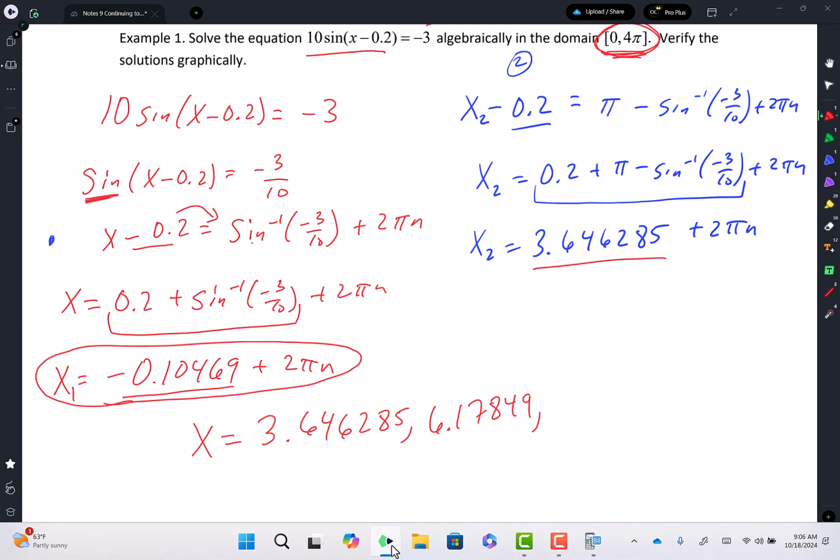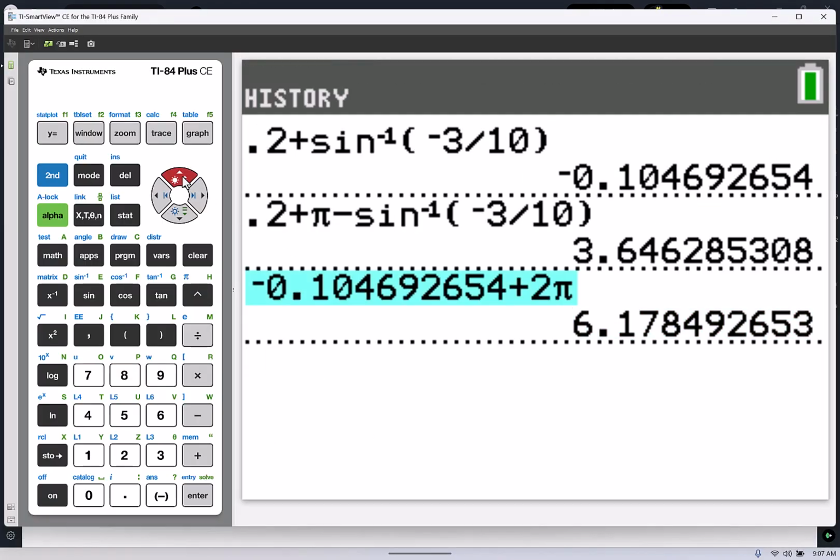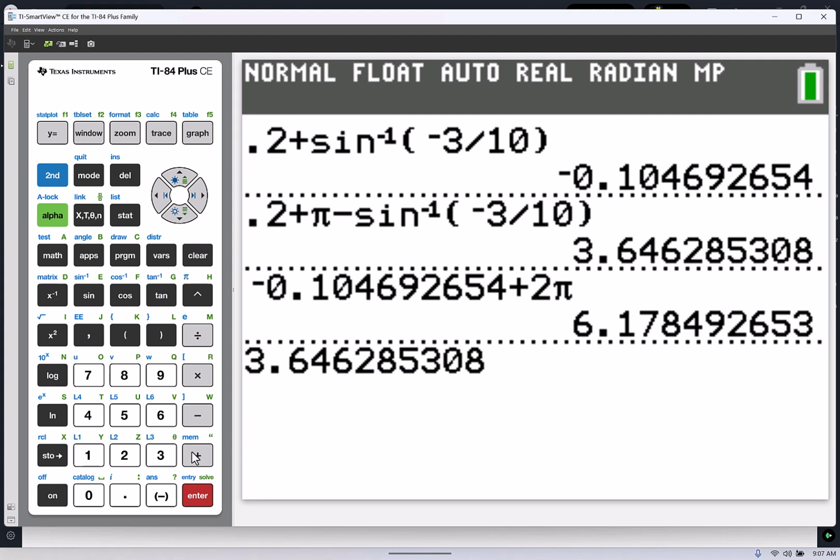Now I'm about to get my third one. The third one comes from x2 at 2 pi. So I'm going to go to 3.64, just like Bernal Sierra told me. I'm going to go plus 2 pi.